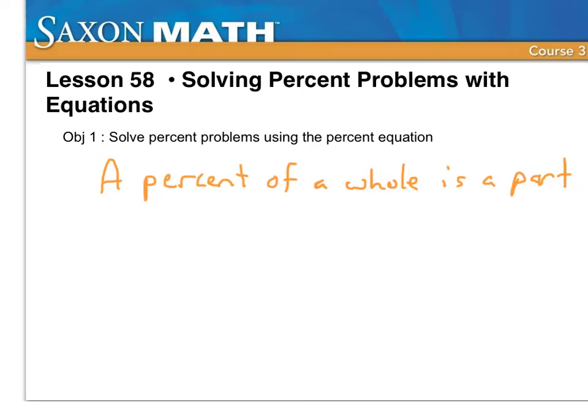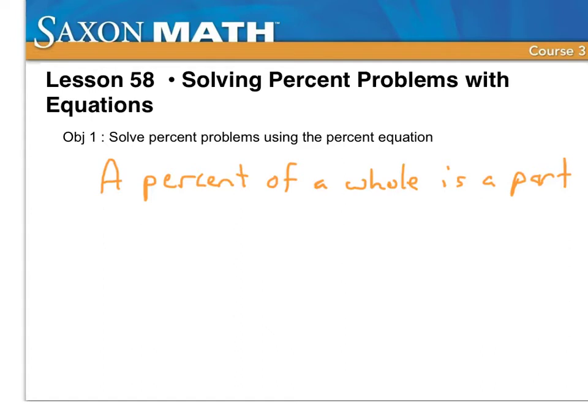Alright, and we're on lesson 58. This is solving percent problems with equations. Make sure you get your objective here. And here's how percents work, okay? A percent of a whole is a part. So part of something is a percent of a whole as well.